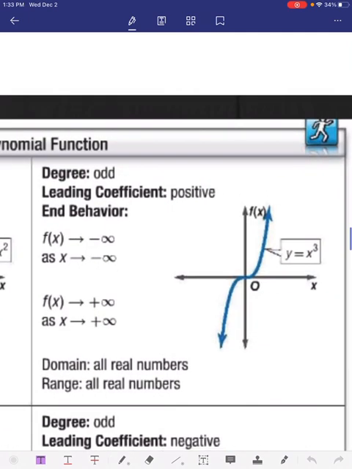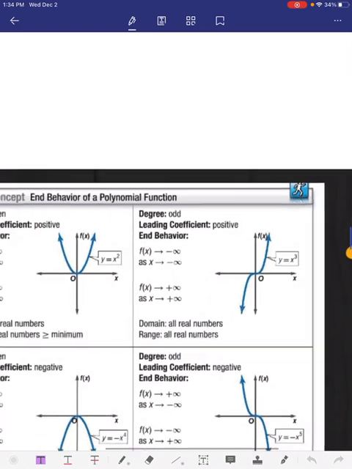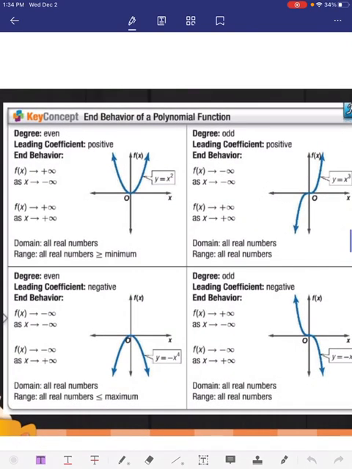Likewise, on my next one, notice that we're pointing down on the left-hand side. So we would say f of x goes towards negative infinity as x goes towards negative infinity. And then it's pointing up on the right-hand side. So we would say f of x goes towards positive infinity as x goes towards positive infinity.